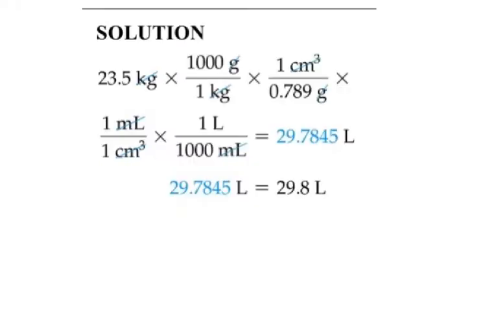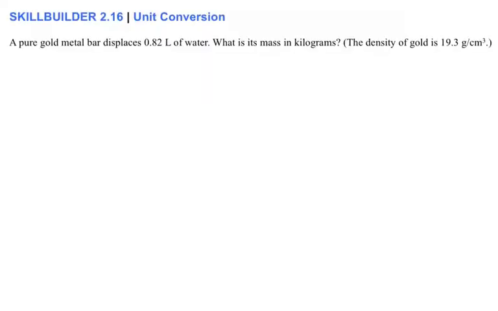Here it is all set up for you. This is what it would look like using dimensional analysis. Notice they rounded the answer to 3 significant figures. The 8 bumped that up, and that's the answer that we just got in liters. All right? Now, let's take a look at the Skill Builder Plus. So you got a pure gold medal bar displaces 0.82 liters of water. So that's your volume.